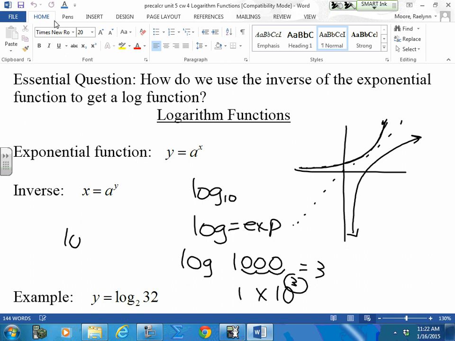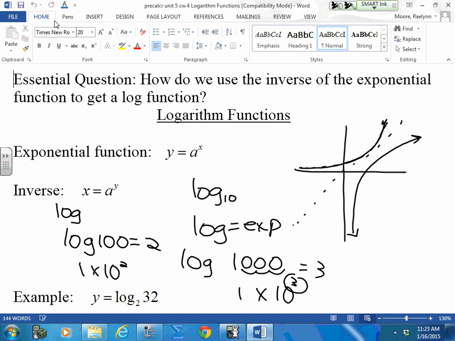My log of 100 would be what? Make this a scientific notation number. What's the exponent? 2. So my log of 100 would be 2. And so forth. If I gave you 10,000, you'd move it again.